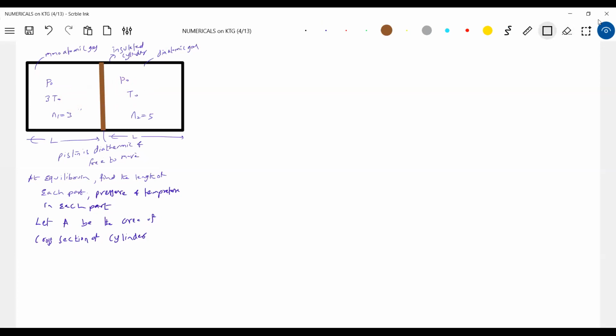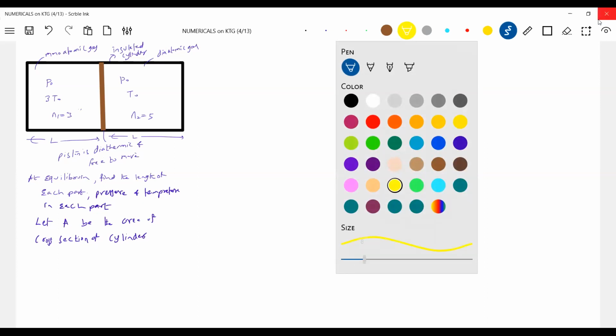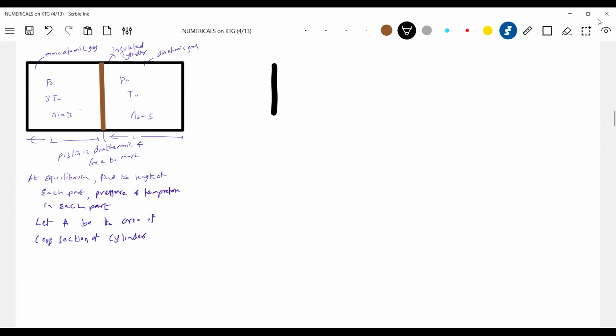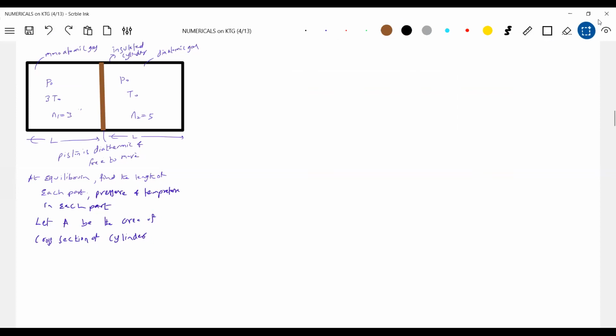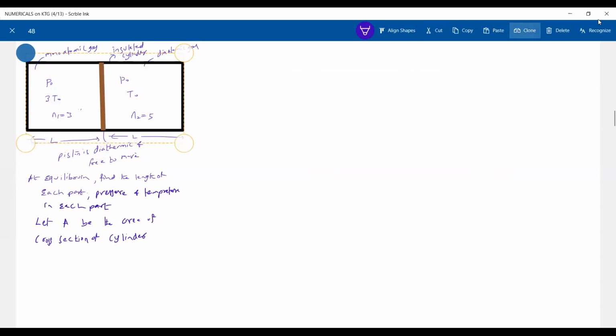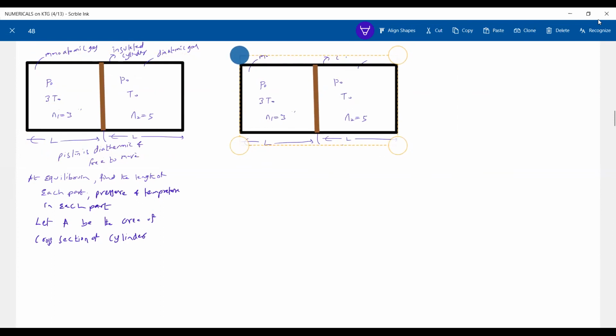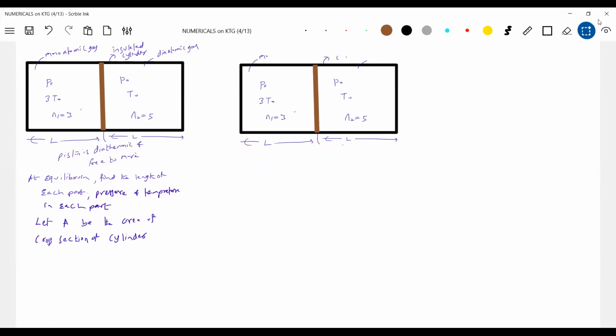So finally, what do we expect? So finally, same size cylinder. Okay, no? So let me keep it. So this will be the final. Final, we don't know the pressure, let it be P, and the temperature be T.